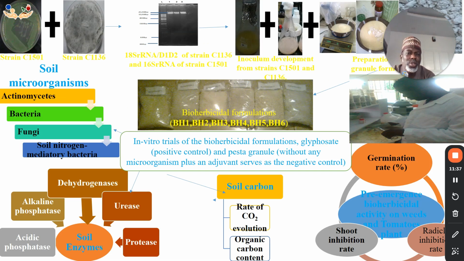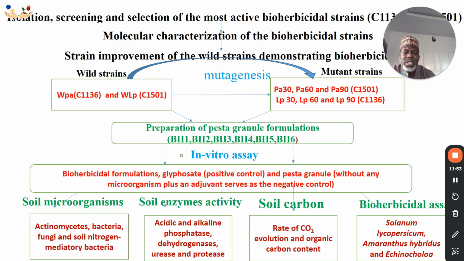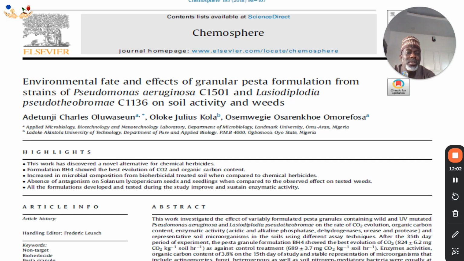And this shows the scheme of work that was performed in an in vitro trial of the herbicidal formulation. We used glyphosate as a positive control, and we produced a formulation without any organism, plus an adjuvant, serving as a negative control. And this shows the scheme of work performed to establish the effect of the bioherbicidal activity on soil organisms, soil activity, and soil carbon. This is the publication we eventually published after establishing the hypothesis and confirming the activity of such bioherbicidal strains.